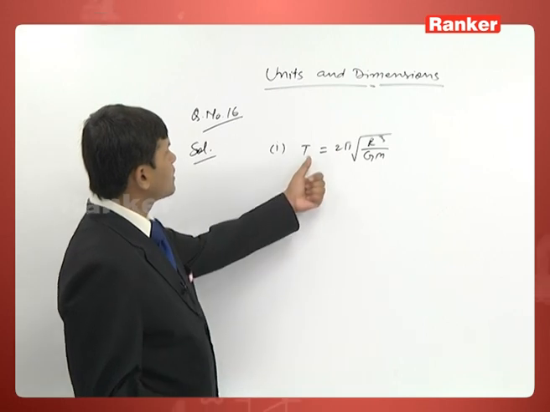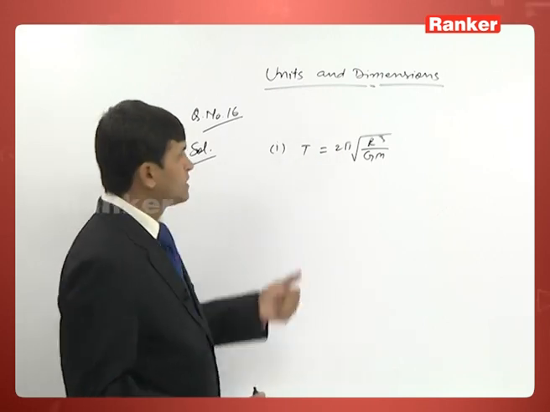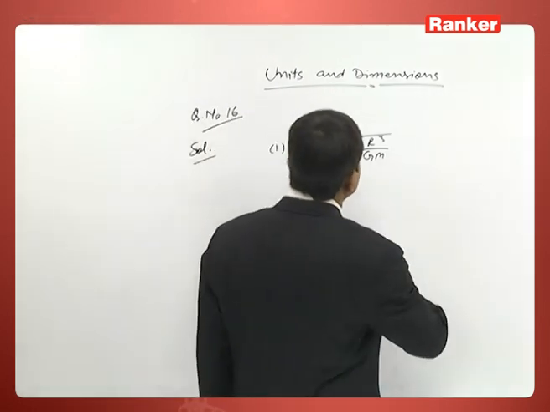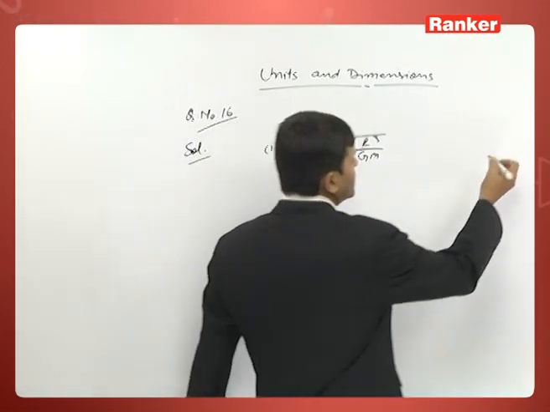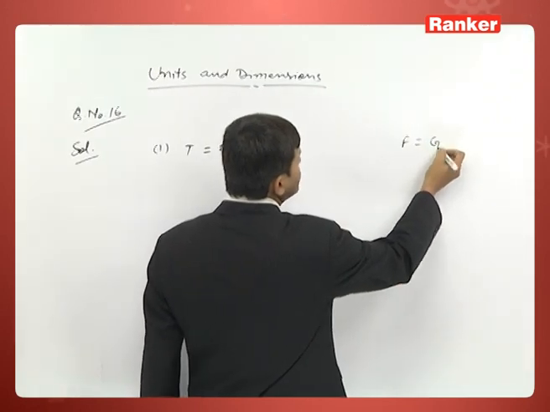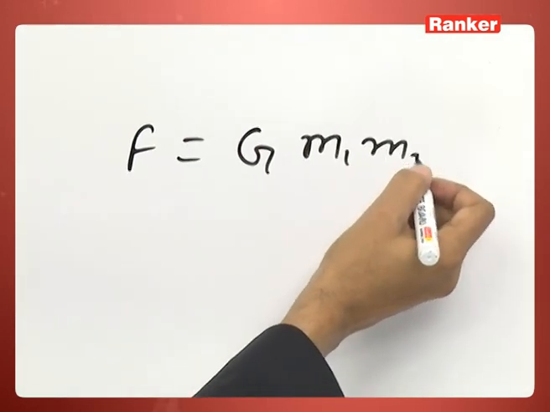So dimension of left hand side is T. Now see the dimension of right hand side. So first we will check the dimension of G. See, as we know, F is equal to G m1 m2 by r square.